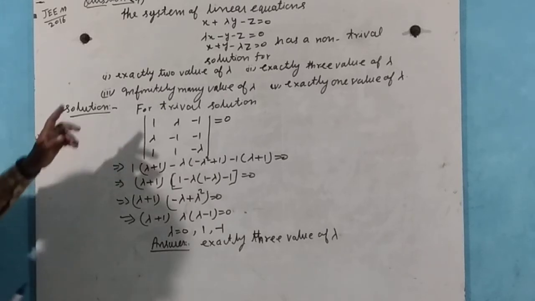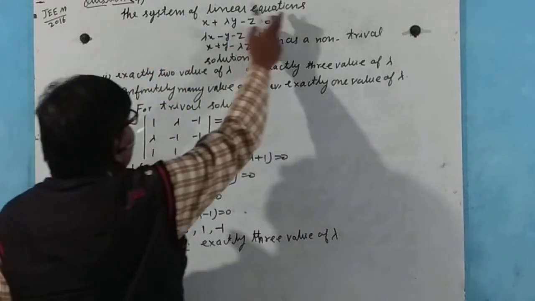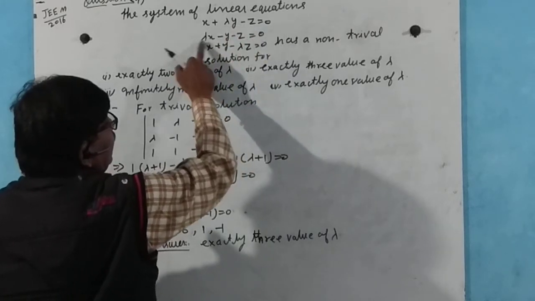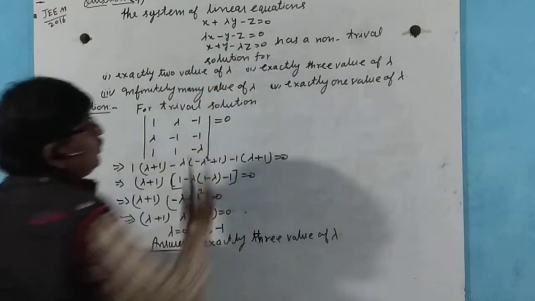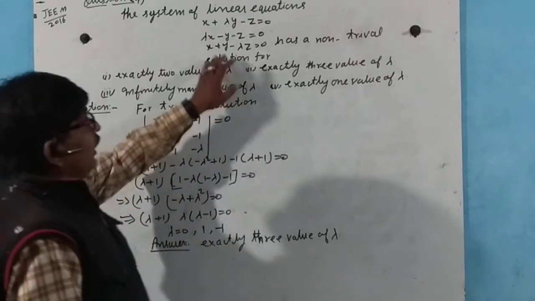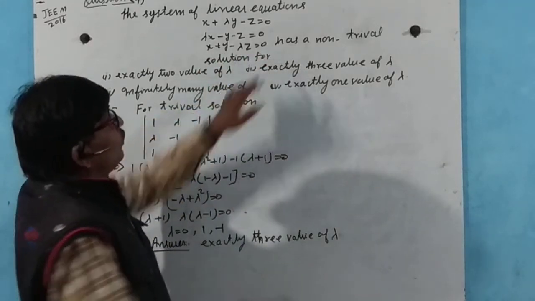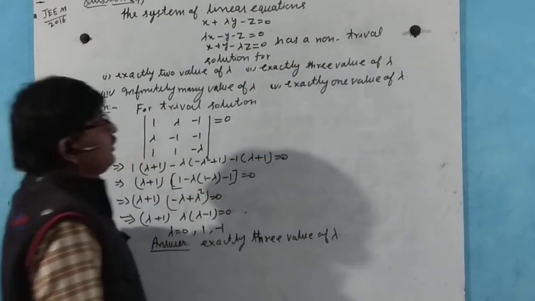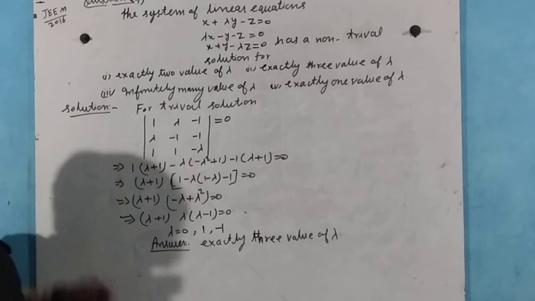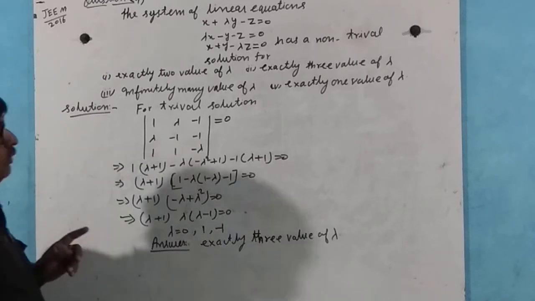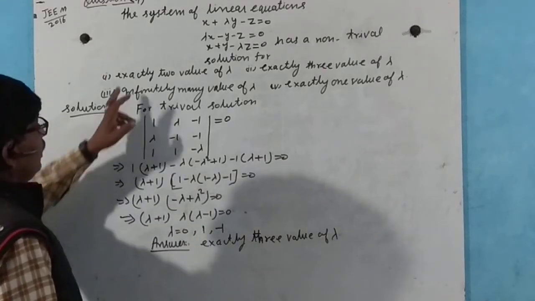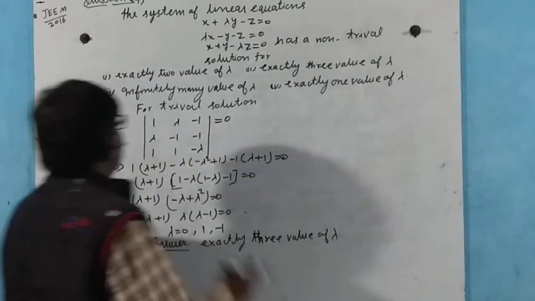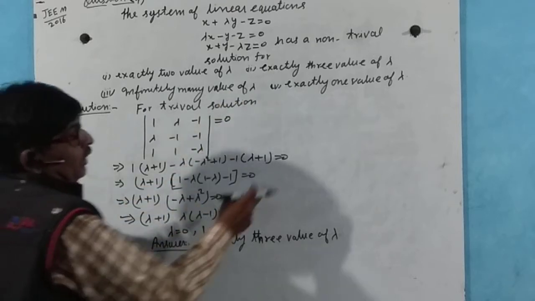Now question number 9. The system of linear equations x plus lambda y minus z equal to 0, lambda x minus y minus z equal to 0, x plus y minus lambda z equal to 0 has a non-trivial solution for exactly 2 values of lambda, exactly 3 values of lambda, infinitely many values of lambda, or exactly 1 value of lambda.